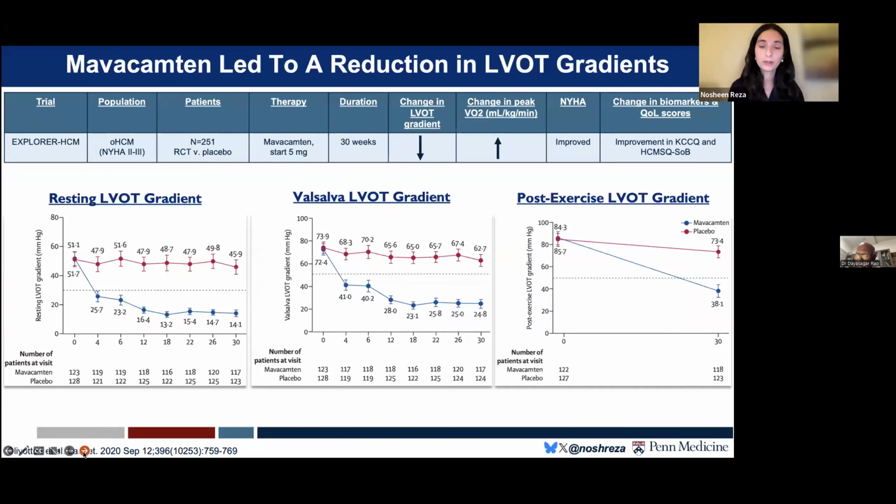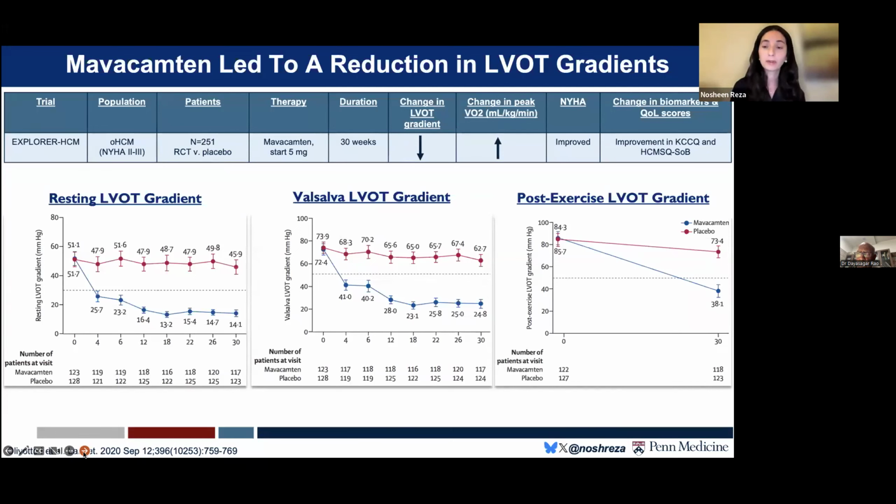And I'll just show you, very similarly throughout, a series of primary and secondary outcomes tested in these trials. You can see the resting and Valsalva LVOT gradients with those treated with mavacamten there in the blue line compared to those with placebo in the red line. The LVOT gradients had a rapid and sustained decline throughout the duration of the study. Again, similar story with the post-exercise LVOT gradients.